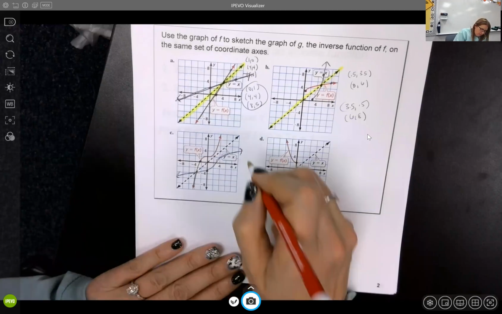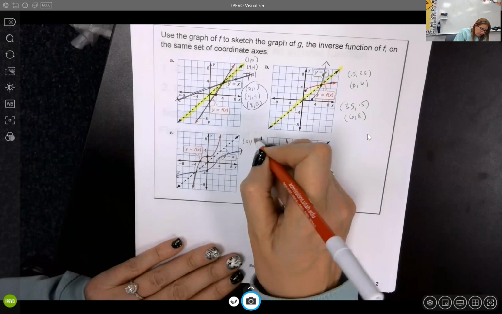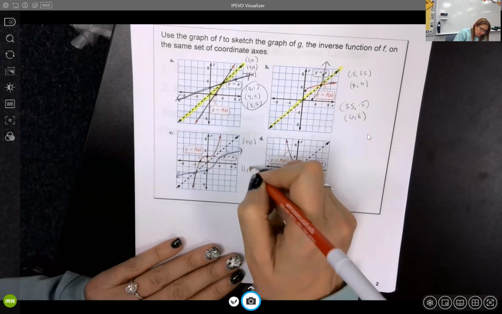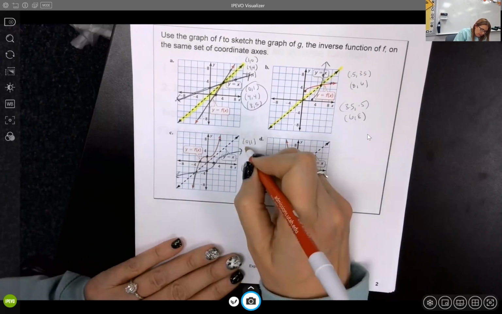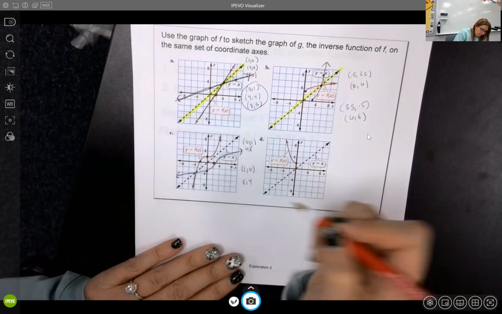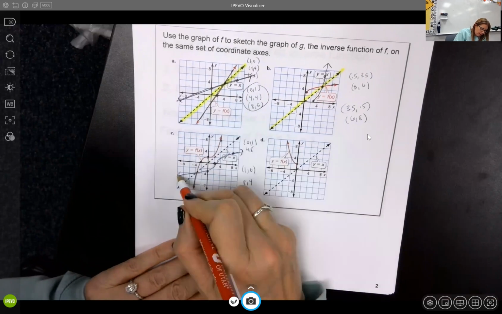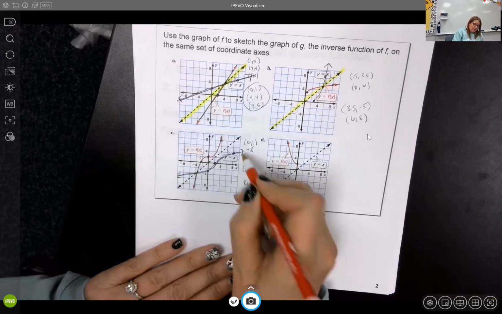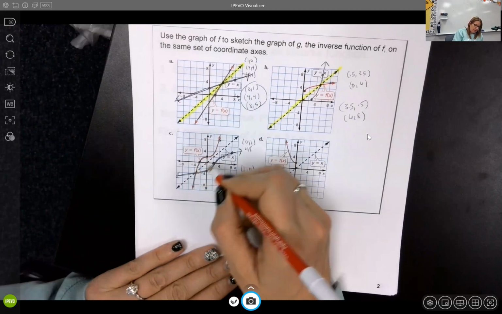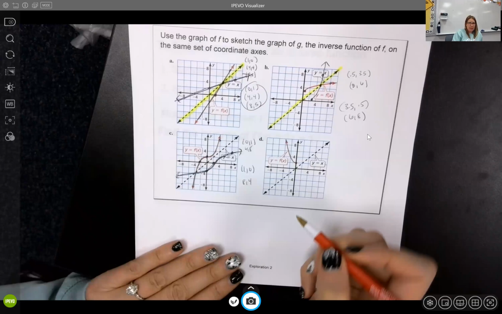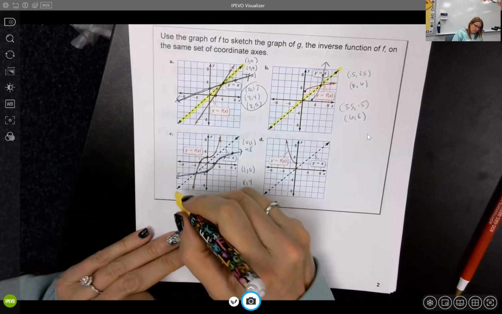Okay. Here we have 0, 1. So I'm going to do 1, 0. And then here I've got 4, 8. So I do 8, 4. Right there. So I'm going to have these 3 points, but I still have to kind of have an idea of how this shape is going to come together to reflect across that line y equals x. Okay, here's another one.